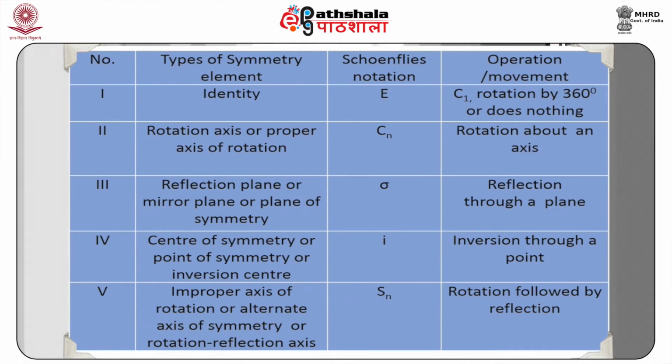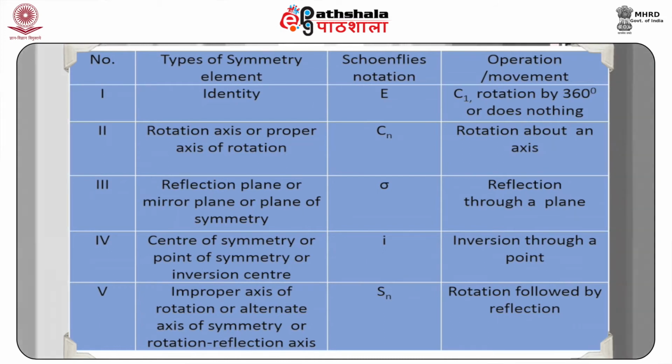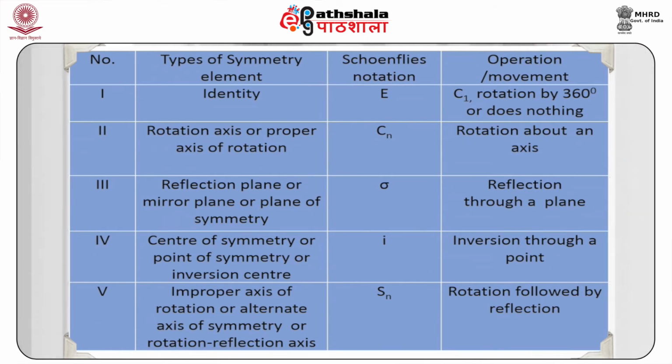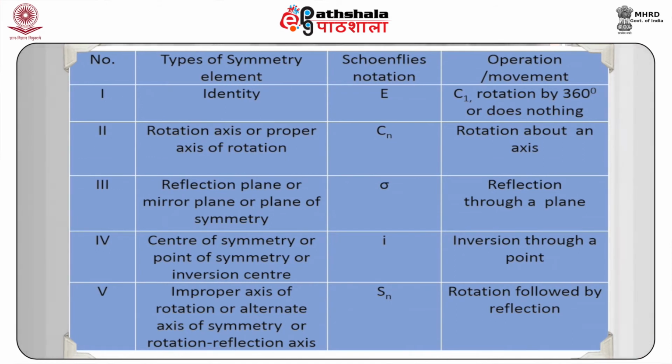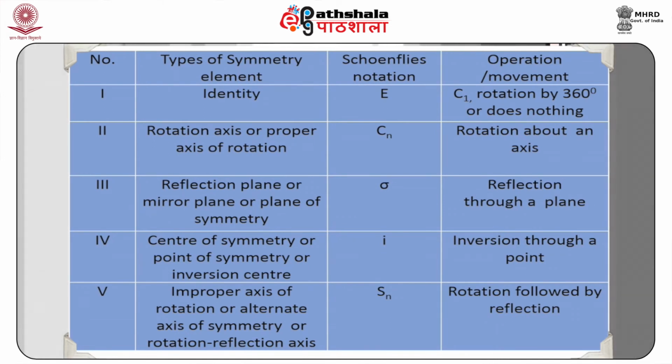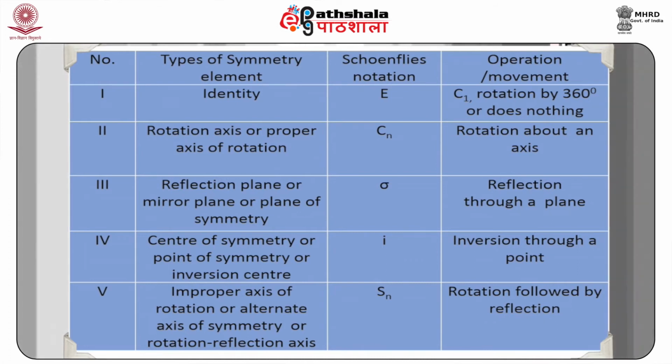Actually, this is not an isolated symmetry element or an imaginary symmetry element. It is the combination of two symmetry elements, that is, a rotation axis and a reflection in a plane perpendicular to this rotation axis. In this symmetry operation we carry out a certain rotation about a rotation axis followed by a reflection in a plane perpendicular to this rotation axis. So this is an Sn axis.